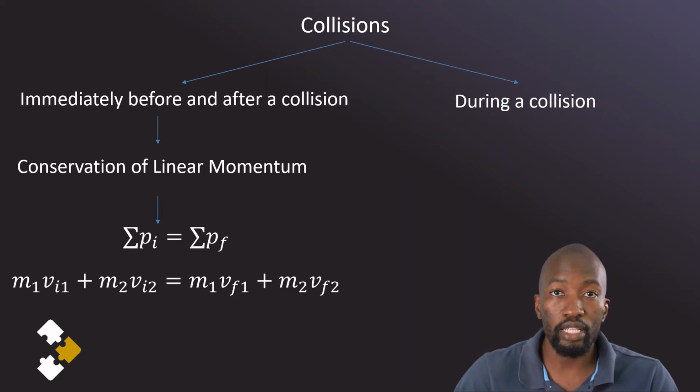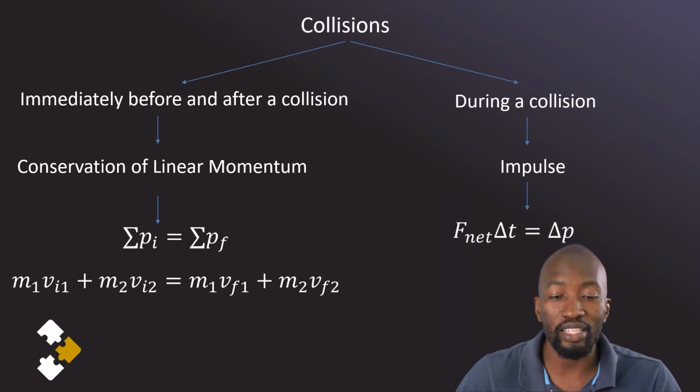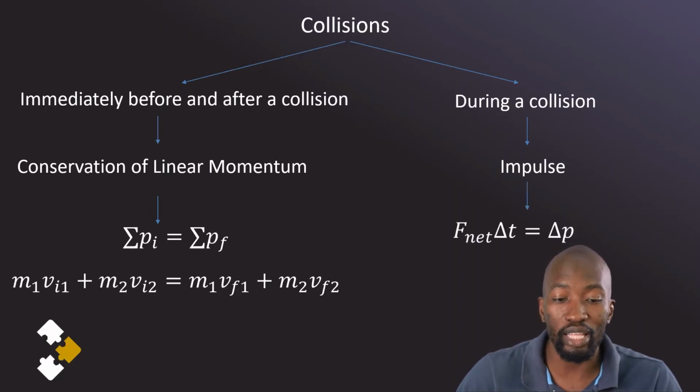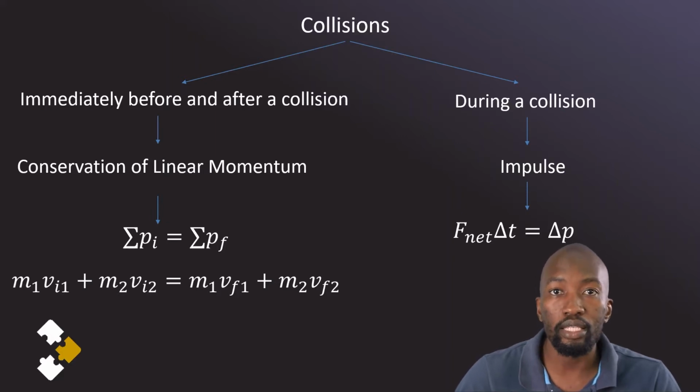Now there's some stuff that is happening during a collision as well, and we need to take into account impulse. And impulse is given by this formula: F net delta t is equal to delta p, that is the change in momentum. That is impulse.